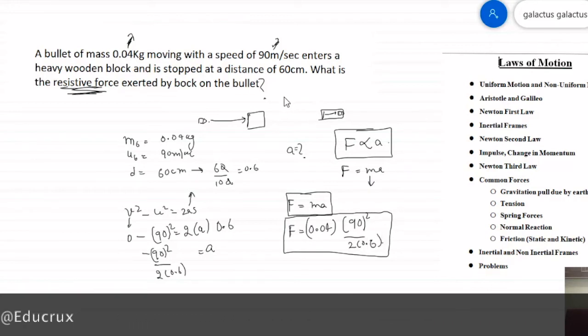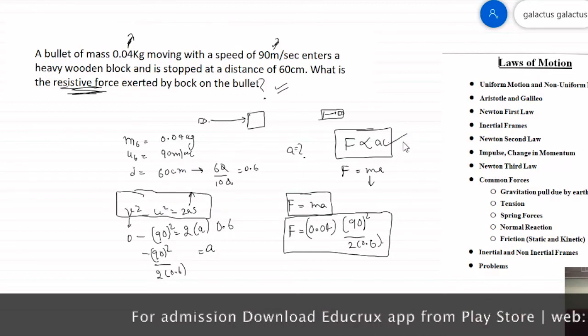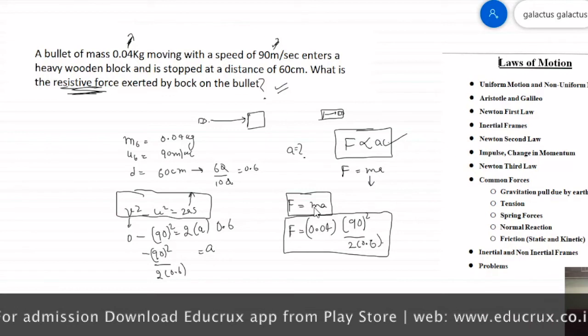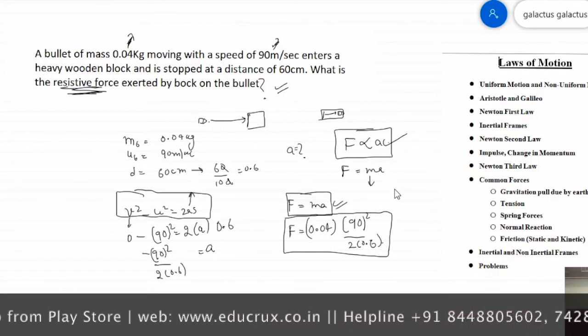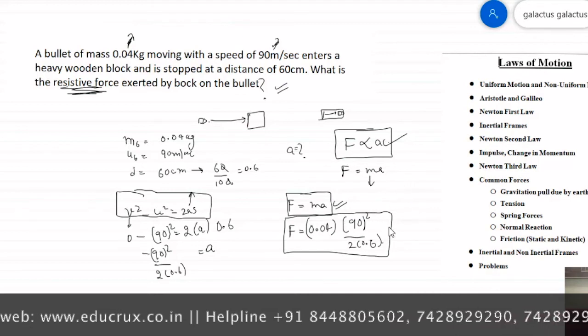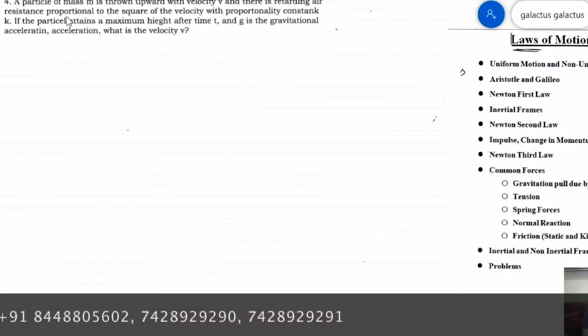So we have seen basically how to solve a problem of Newton's laws of motion using the kinematics formula and remembering a simple relationship between force and acceleration. The relation is F is equal to mass into acceleration. So this will be the answer of this. Let us now solve the next problem.